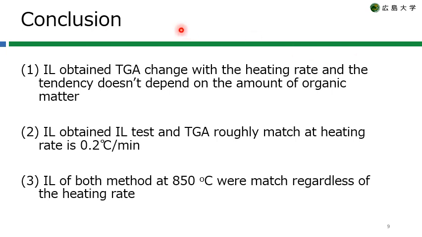This is the last slide. This is the conclusion. One is that IL obtained by TGA changes with the heating rate, and the tendency does not depend on the amount of organic matter. Second is that IL obtained from the IL test and TGA roughly match at a heating rate of 0.2 degrees per minute. Last is that the IL of both methods at 850 degrees matched regardless of the heating rate.